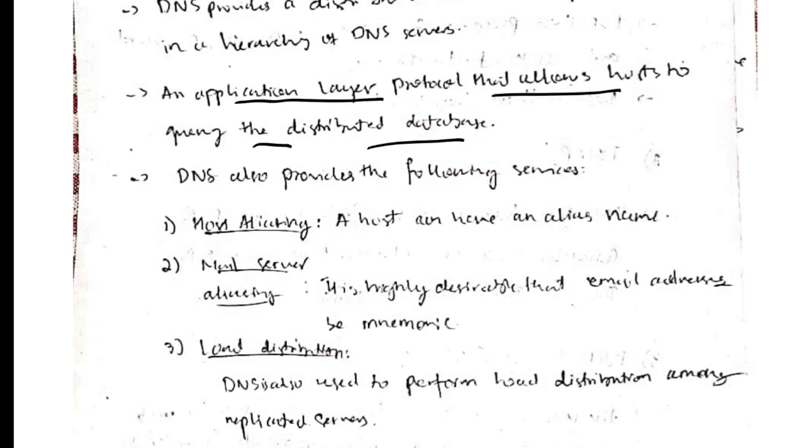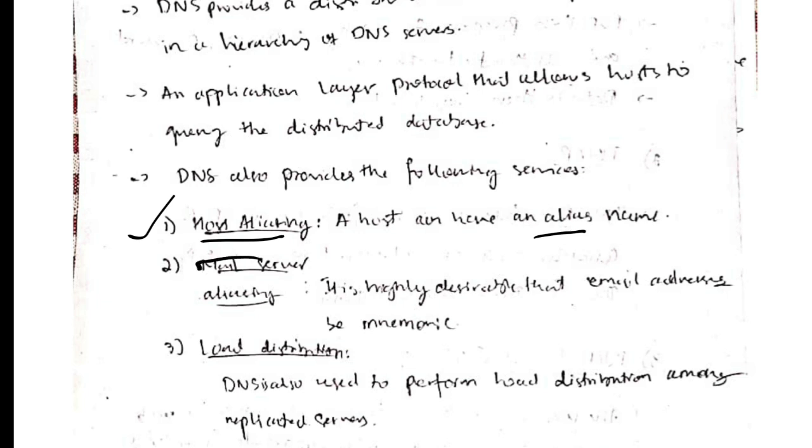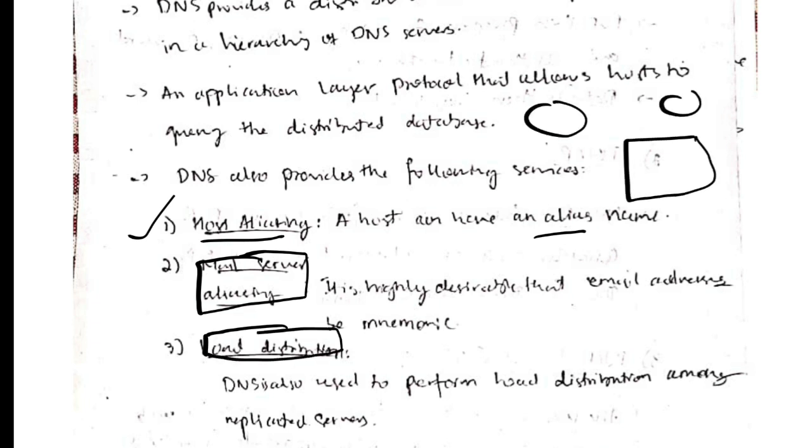So it will fetch all the information, and it also provides some additional features, which is host aliasing, which means if a host name is too complicated, it can be changed to an easier name as an alias name. So with both names you can access the same website. The same thing can be done for the mail server also. And load distribution means all the data is not present in a single system, it's distributed among various systems.